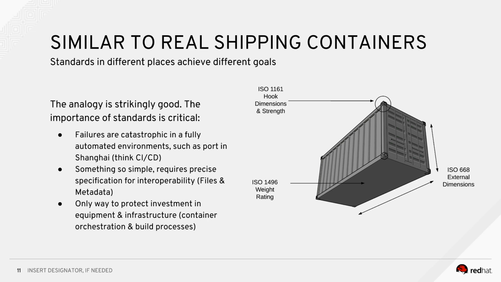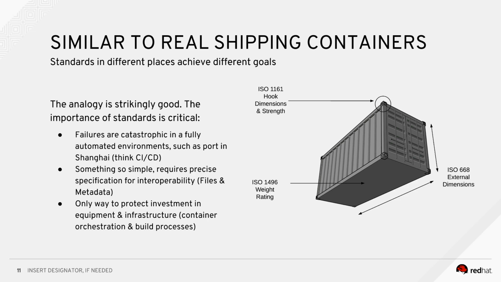There are many, many ISO standards that govern what they call standard shipping containers. In this example, I showed just a few of them, but there are many, many more. Like ISO 668 determines external dimensions, 1161 determines hook dimensions and basic strengths, 1496 governs the weight rating that any container is tested at. And you'll see, just for something so simple like a metal box, the same is true with software containers.